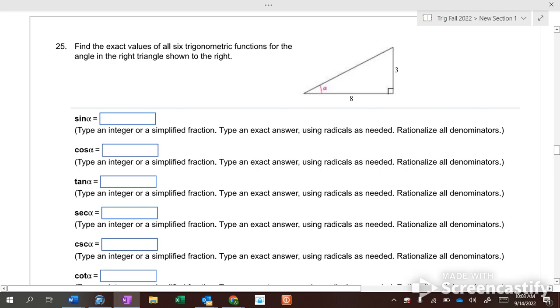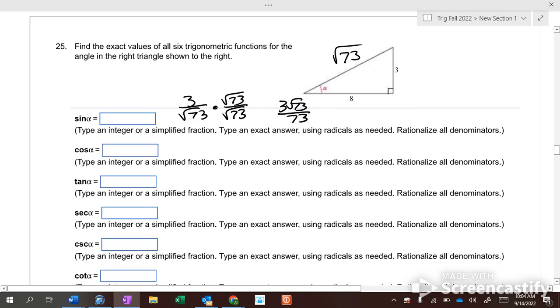Before we can show the 6 trig functions, we have to do the Pythagorean Theorem. 3 squared is 9, 8 squared is 64, 9 plus 64 is 73. So the sine of alpha, opposite over hypotenuse, is 3 over the square root of 73. We multiply top and bottom by the square root of 73, so it's 3 square root of 73 over 73.